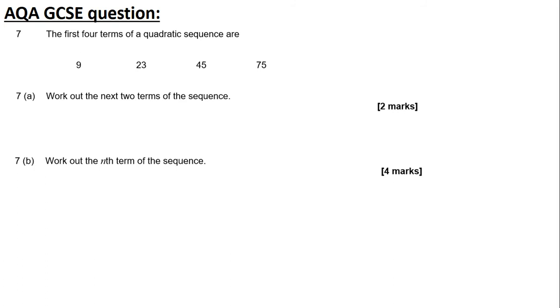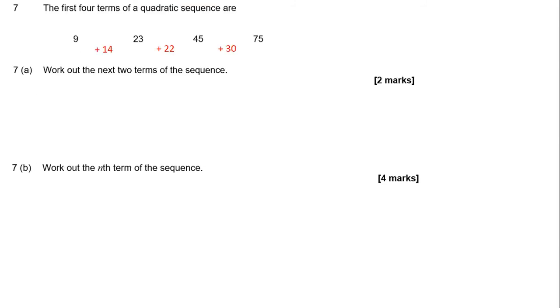Okay, I'm going to stop there and talk through the process. I doubt many people have got to 7B because that one is a more complicated one. So, having a look at the gaps between the numbers of the sequence we've been given, we've got plus 14, plus 22, and plus 30. If we look at the differences between those numbers, we'll find that every time there's a gap of 8. So the second difference is 8.